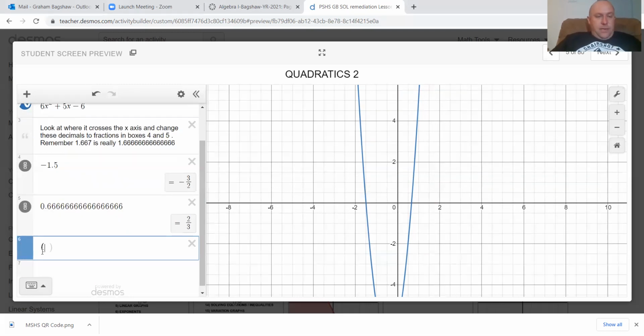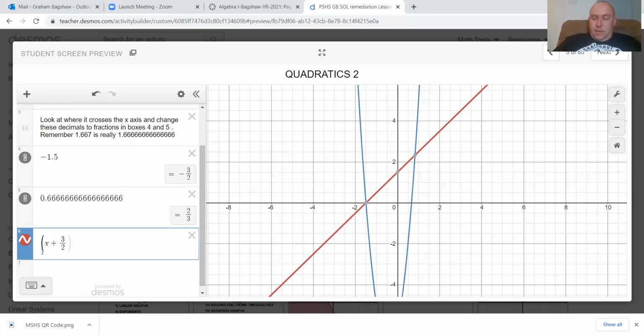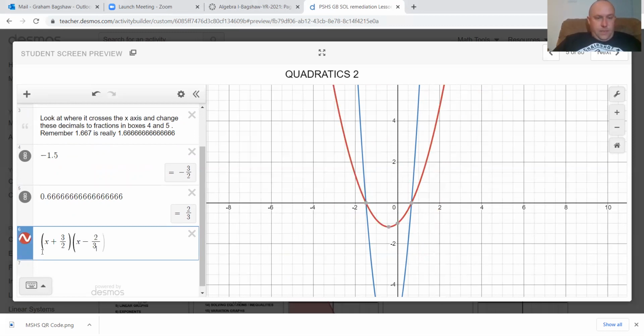Now, just as a reminder, not that this question asks for it, but if the question says factor, then you put in the opposite signs. So instead of -3/2, you would put +3/2. And instead of 2/3, you would put in -2/3.